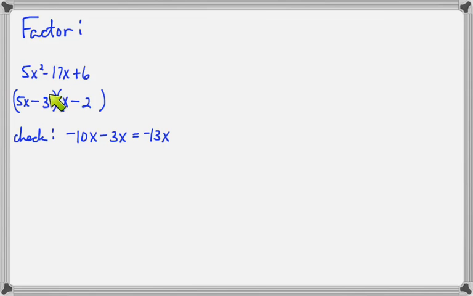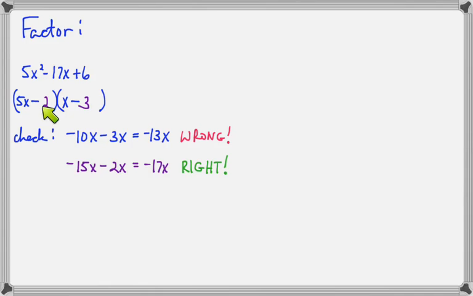Okay, let's try rearranging the 3 and the 2. And now let's try again. Outer times outer is negative 15x. Inner times inner is negative 2x. Together those add up to negative 17x, which is what we wanted. So this is correct. Okay, now notice again that 3 and 2 do not add up to 17.